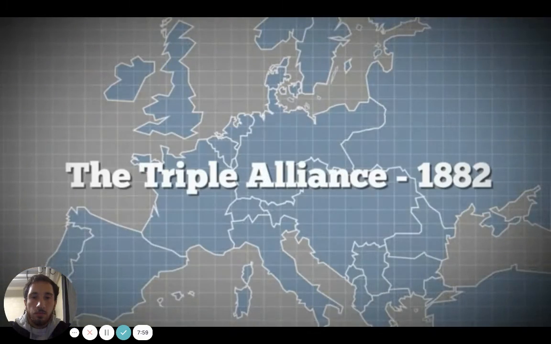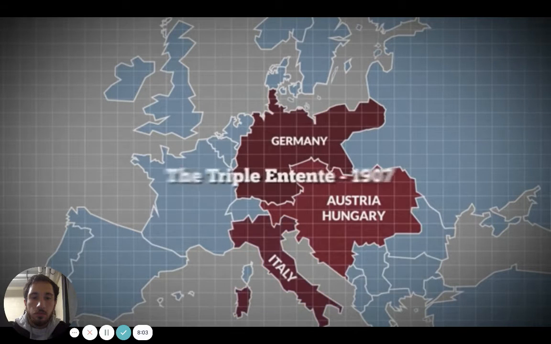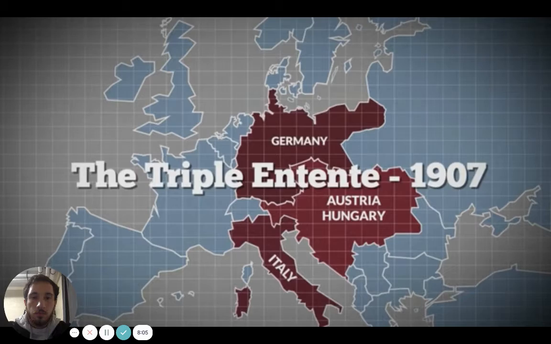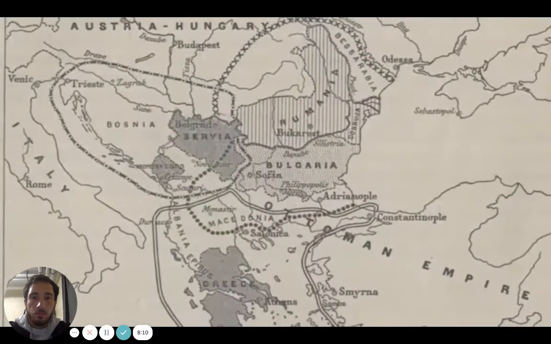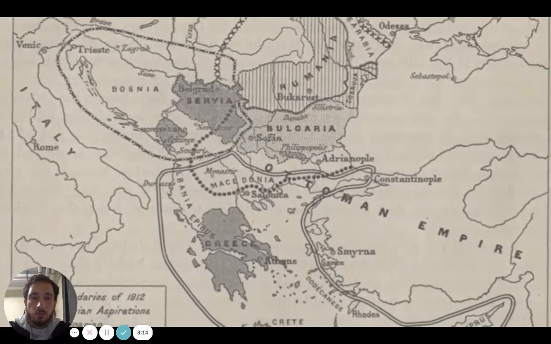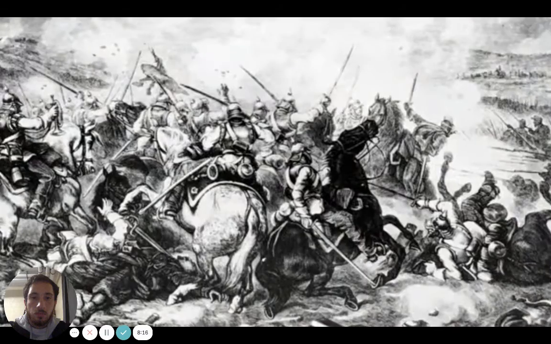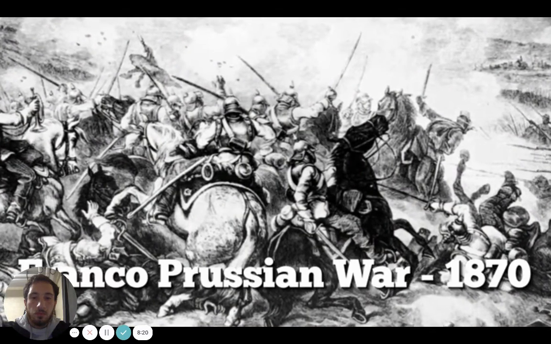The Triple Alliance of 1882 linked Germany, Austria-Hungary, and Italy. The Triple Entente of 1907 linked France, Britain, and Russia. A historic point of conflict between Austria-Hungary and Russia was over their incompatible Balkan interests, and France had a deep suspicion of Germany, rooted in their defeat in the 1870 war.